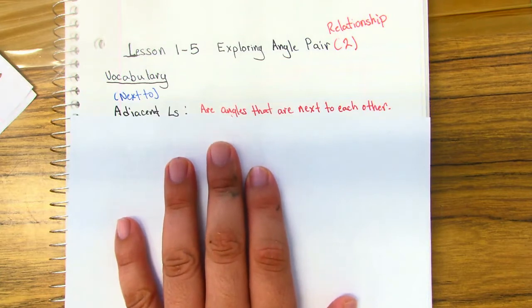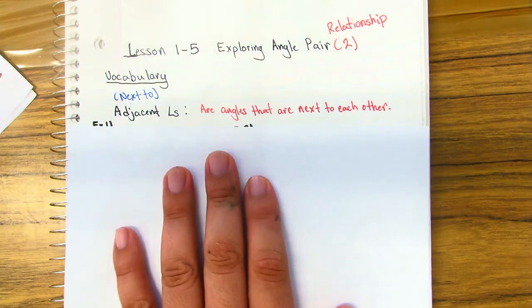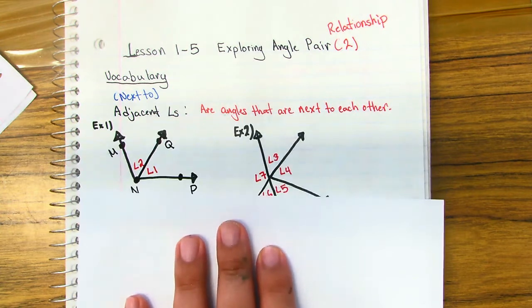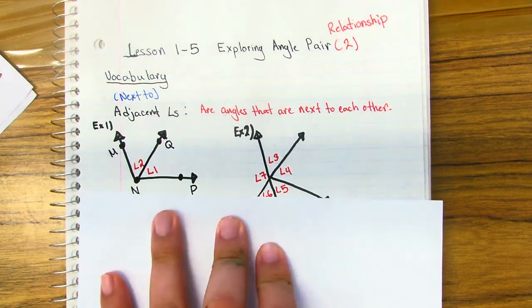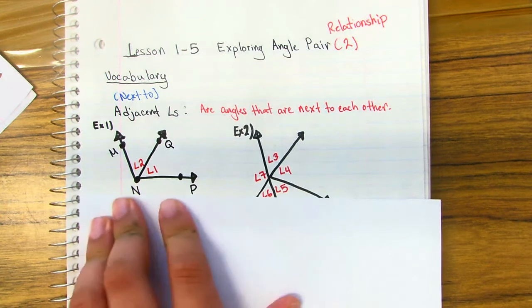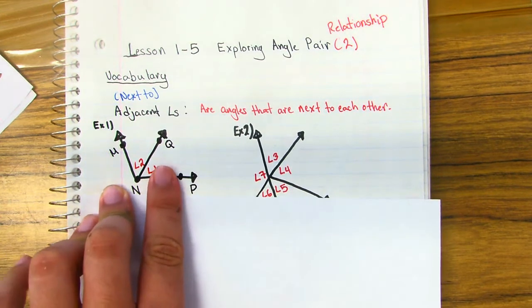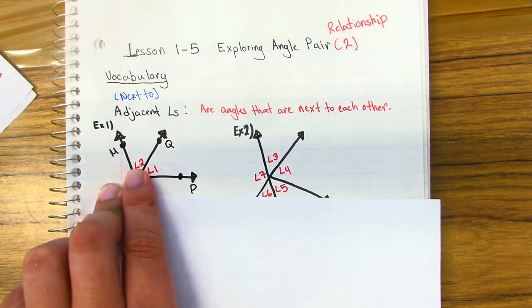Okay, so the first word is adjacent. What does adjacent mean? Adjacent angles are angles that are next to each other. So let's try to use the examples of what's given. Here, example number 1 is saying that angle 1 is adjacent to angle 2.